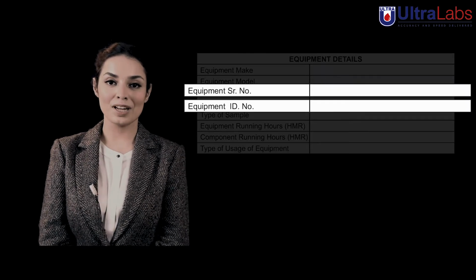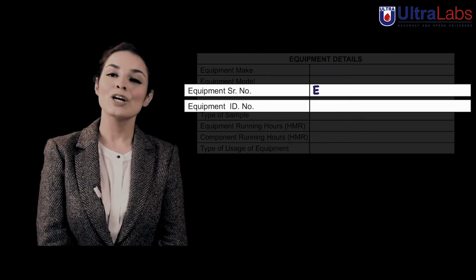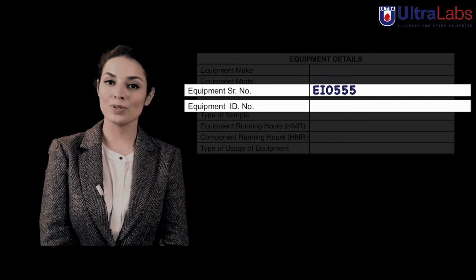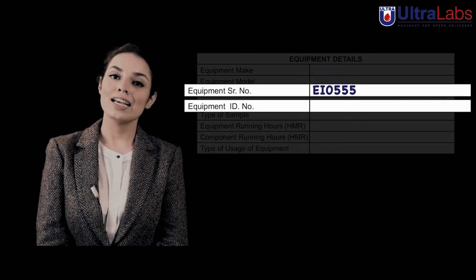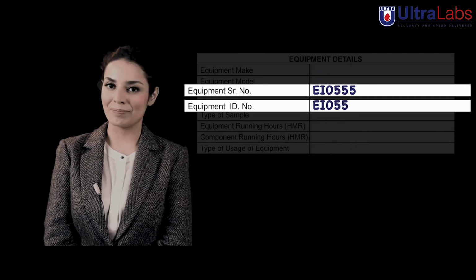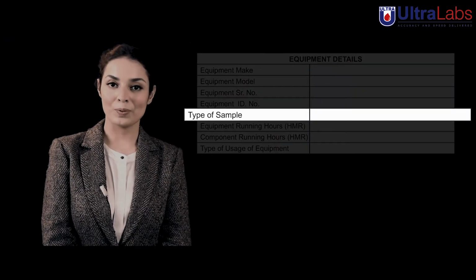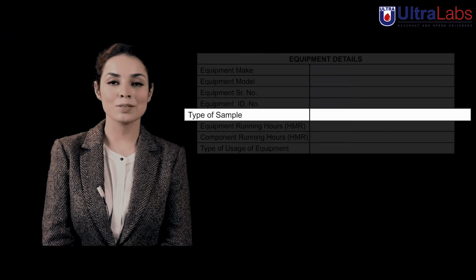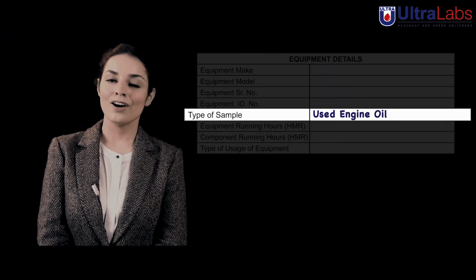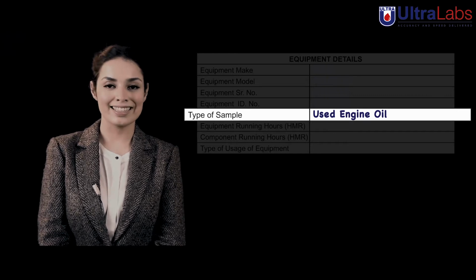Next, enter the serial number and equipment ID if any. Do ensure that this field is entered accurately since the creation of sample trend charts depends on it. In some cases, the equipment serial number and equipment ID may be the same. Next to type of sample, please mention the type of fluid that is being sampled. For example, used or fresh engine oil, used or fresh coolant, etc.